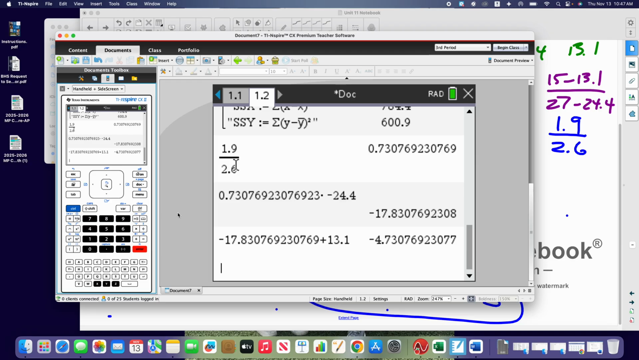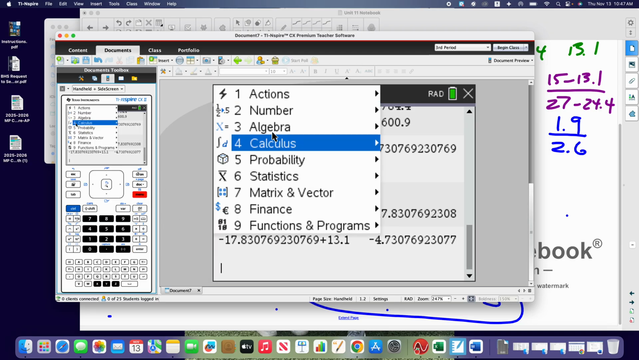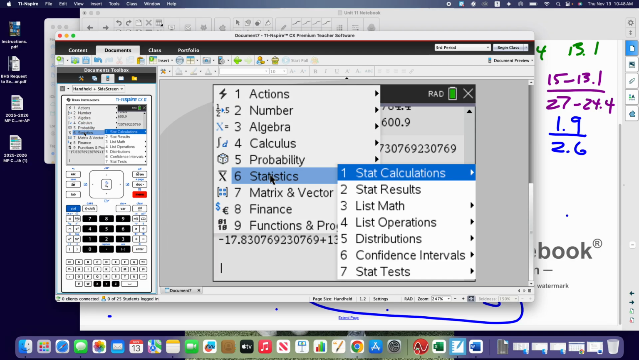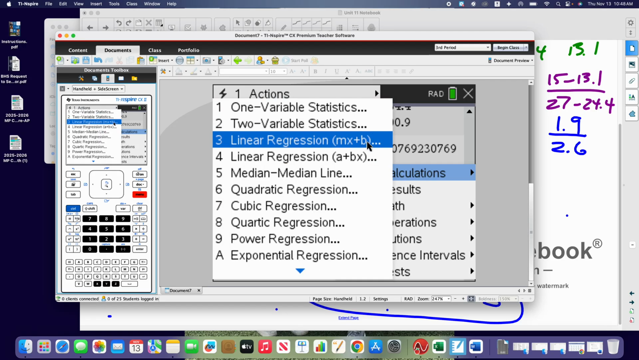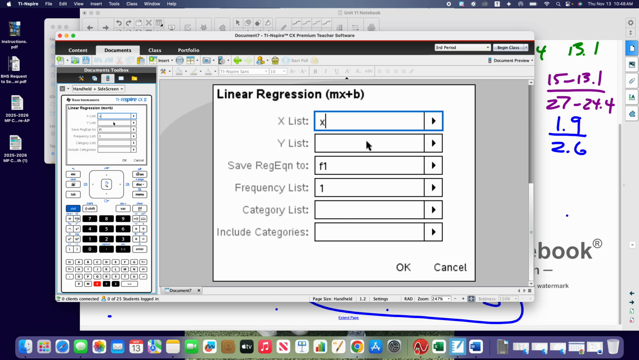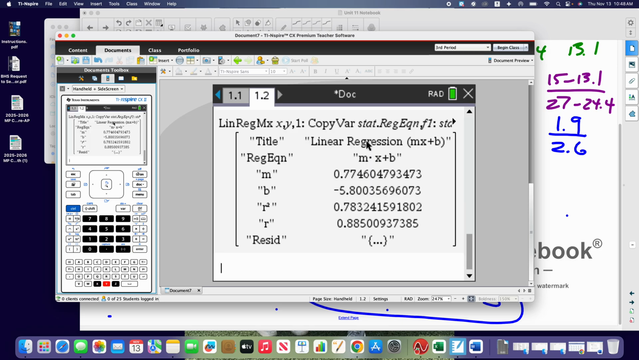All right. Now, here's what I'm going to do. I'm going to go menu, statistics, stat calculations. And this time around, I'm just going to run linear regression. So I found the line of best fit, which has the mean value in it. But if I compare it to the regression line, this is the line that they give me. This is probably a lot more accurate.